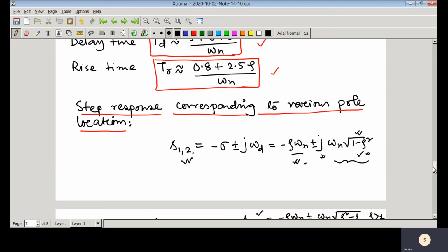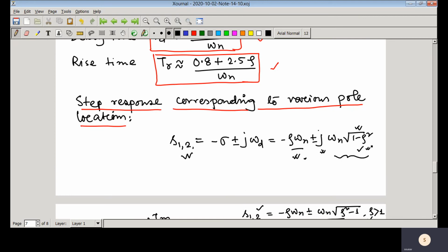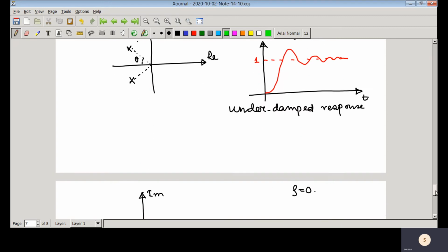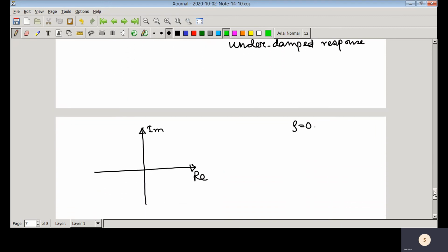So whenever zeta equal to 0, you can see here, if you just put zeta equal to 0, then this one equal to 0 and this one equal to 0, and you have only plus minus j omega n. You have only two complex conjugate poles, but the real part is 0. That means both the poles are on the imaginary axis.